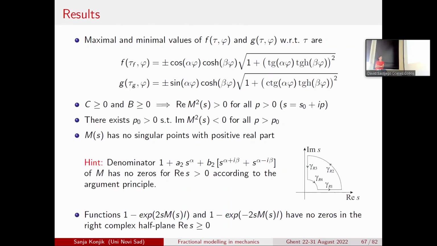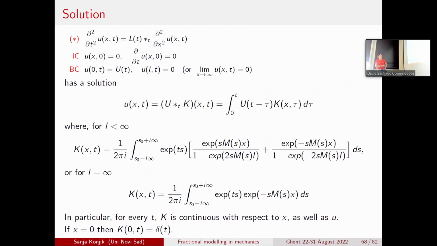So, after all these calculations and checking conditions, we were able to prove that, assuming all those restrictions on our parameters from the beginning, we can calculate the inverse Laplace transform of M. Our initial problem, the wave equation with initial and boundary conditions as we gave in the beginning, has a solution which is the convolution of the boundary condition with a kernel K, which is given by this formula, whether the domain is bounded or unbounded.